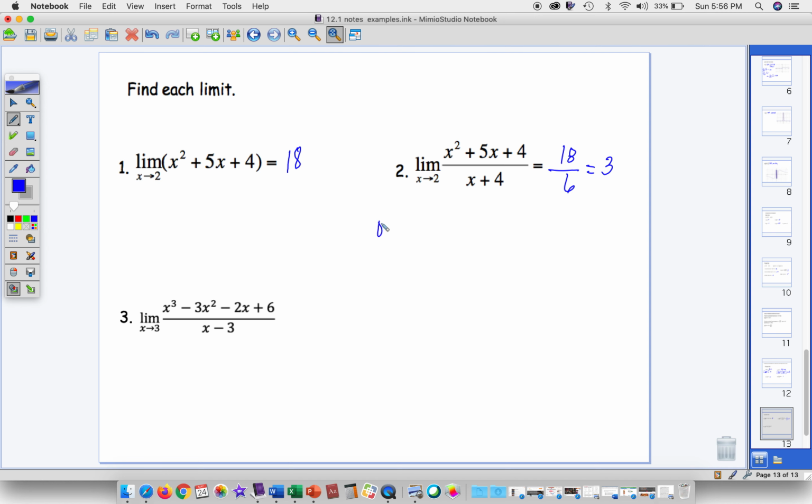Now, just to show you another option, since I recognize that x plus 4 is a factor of the numerator, I could reduce that common factor, right? This is x plus 4 times x plus 1. So I can reduce out that common factor and make this the limit as x approaches 2 of x plus 1, and do direct substitution that way and get the 3.